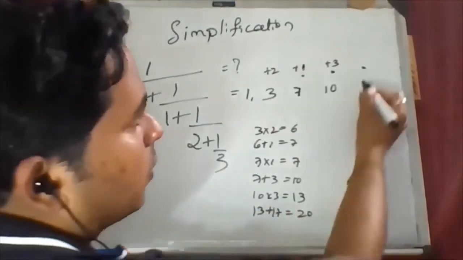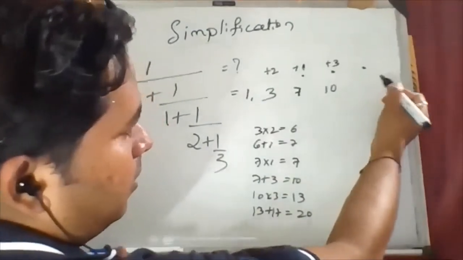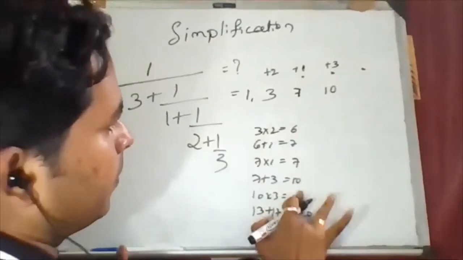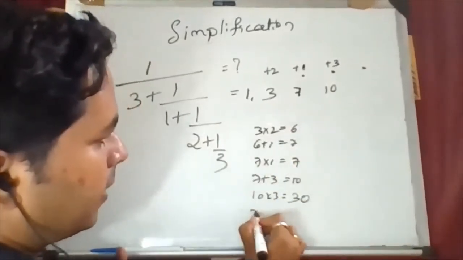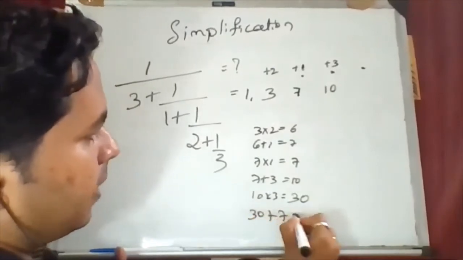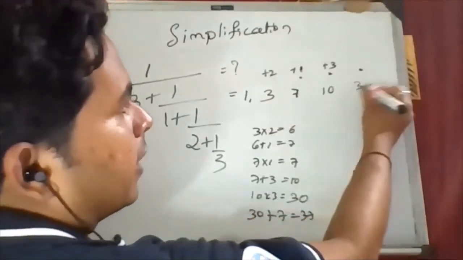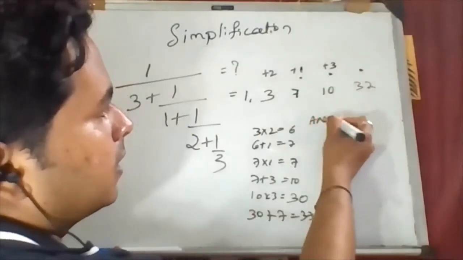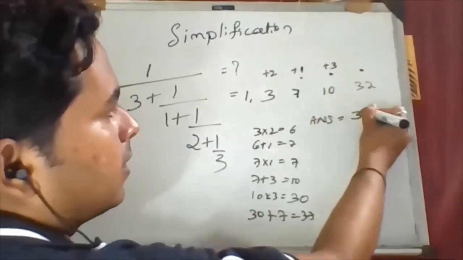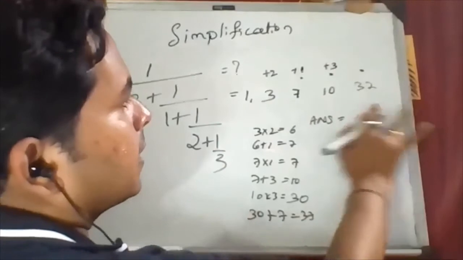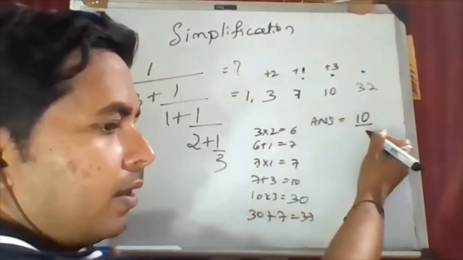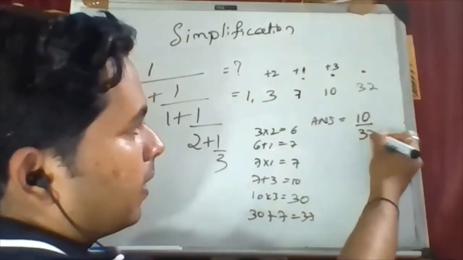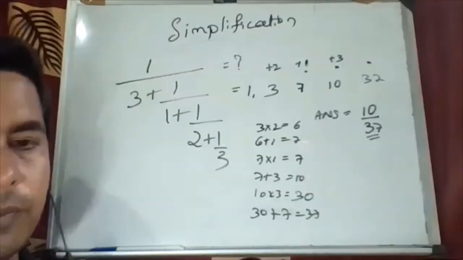So here you will get 10 into 3, 30. Then 30 plus previous one is 7, so 37. So here you will get a 37. So your answer is 10 by 37. Yes. Then 1 by 3.